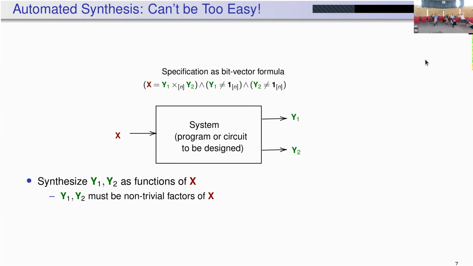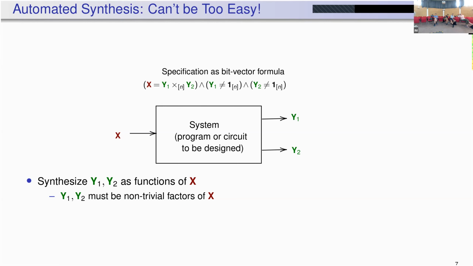So the first observation is that even in the non-sequential, non-reactive setting, this problem can't be very easy, because here is a simple specification. It says that there is an input X and there are outputs Y1 and Y2, and let's say the input X is a 2n-bit number and the outputs Y1 and Y2 are n-bit numbers. I want to say that the input is the product of the outputs. That multiplication subscript n means n-bit integer multiplication, let's say unsigned.